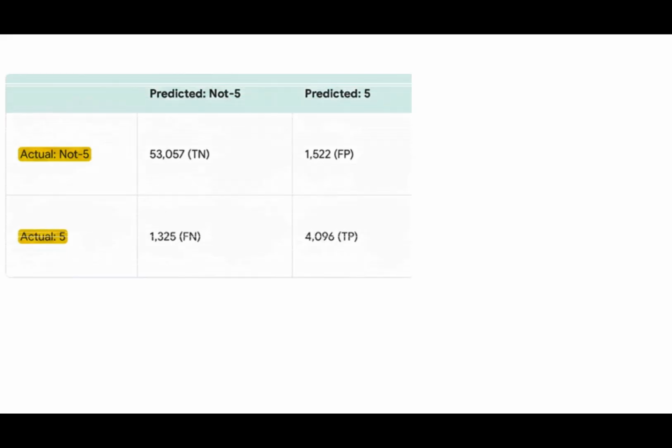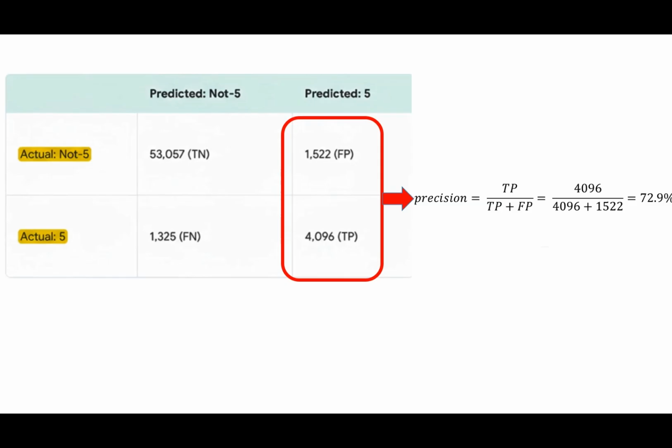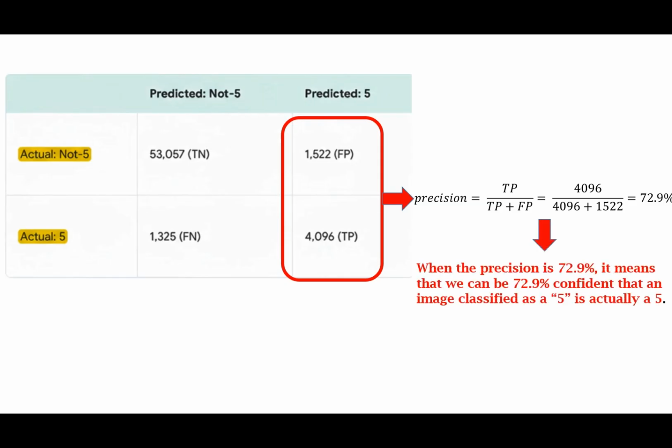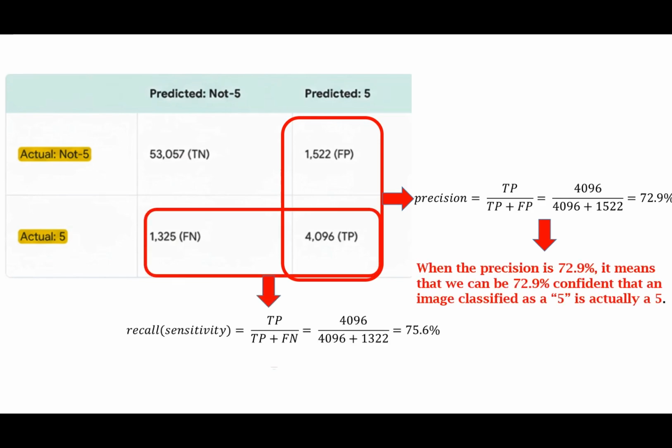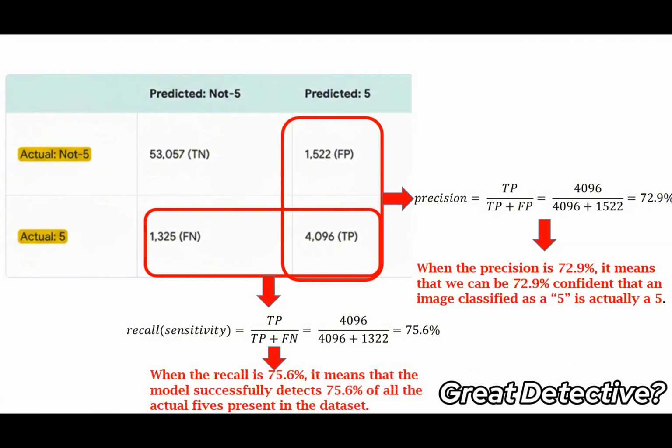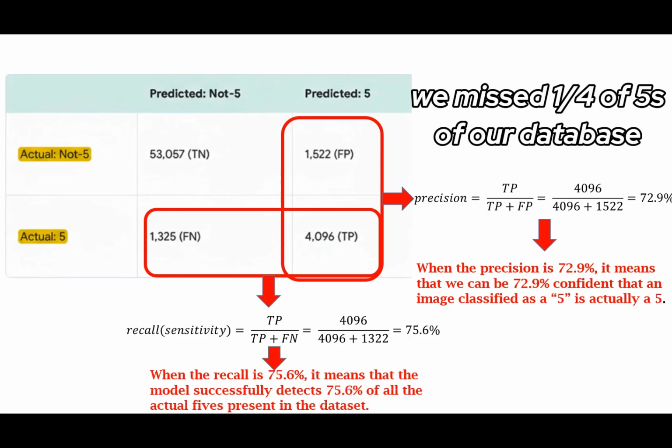Back to our example. Let's calculate precision. And when we do the math for our model, the precision is only 72.9%. So think about that. When our model gets excited and shouts, "I found a 5," it's wrong almost 30% of the time. Yep, that's a huge drop from that 93% we were so excited about. Now, the other side of this coin is recall. The recall is 75.6%. Recall asks a different question. Of all the 5s that were actually in the data, how many of them did our model manage to find? This means we're straight up missing almost a quarter of all the 5s we were looking for.